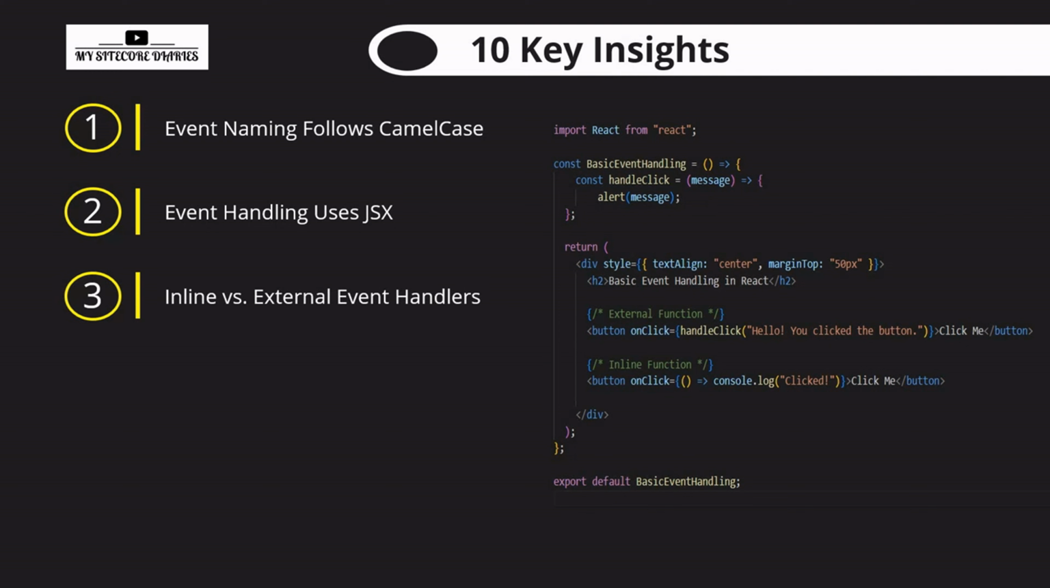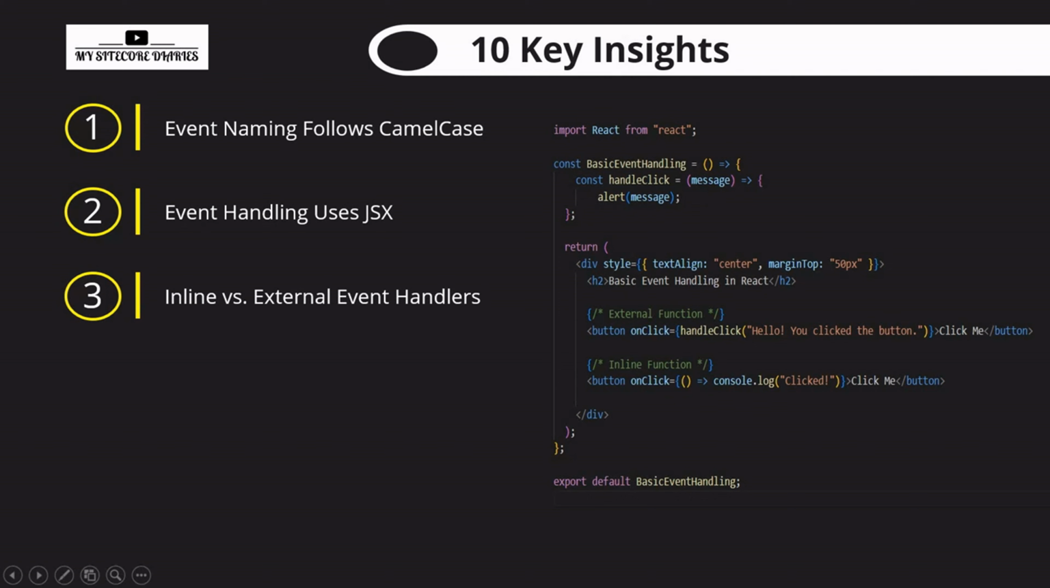Third point is inline versus external event handler. So there are two ways to handle events in React. First is the external function and the other one is the inline function. So what is the external function? We define the event handler separately and pass it as a reference to the event.